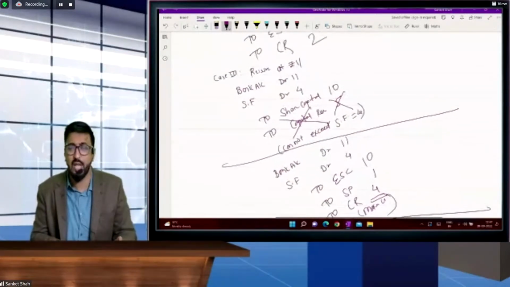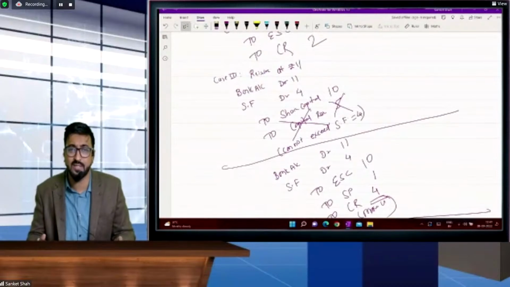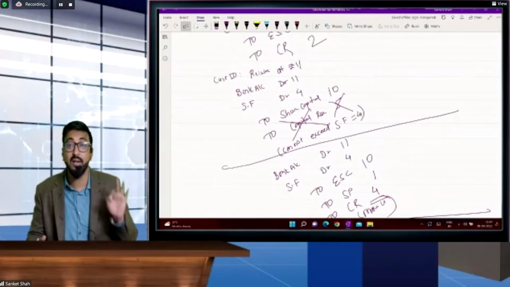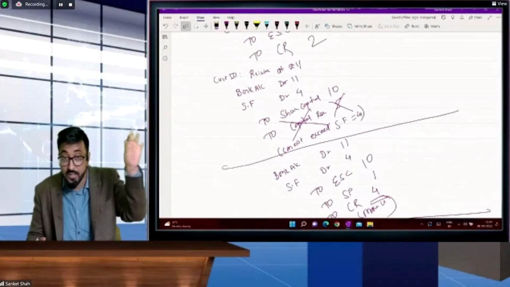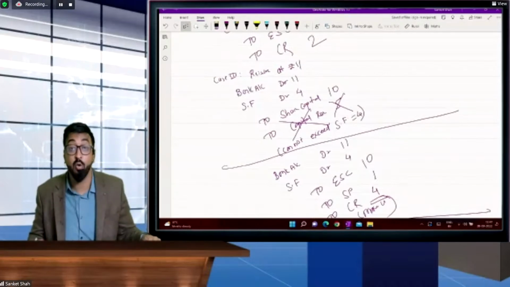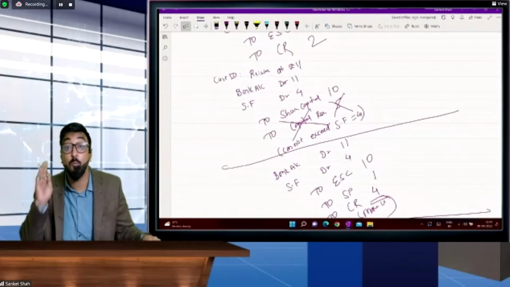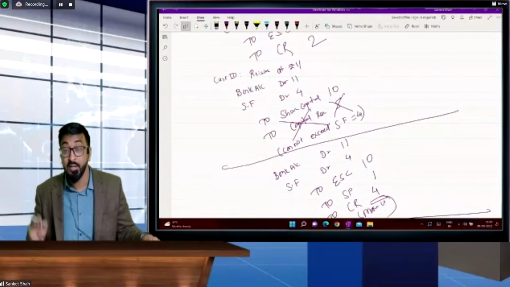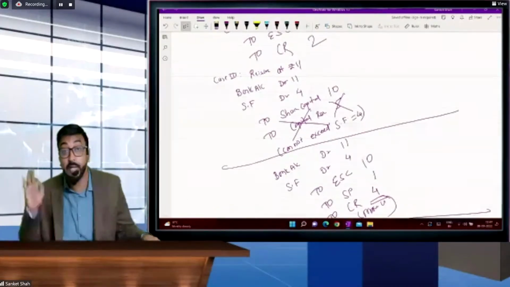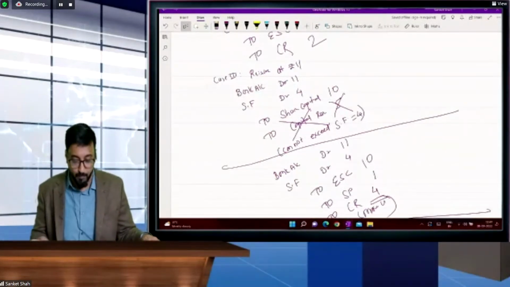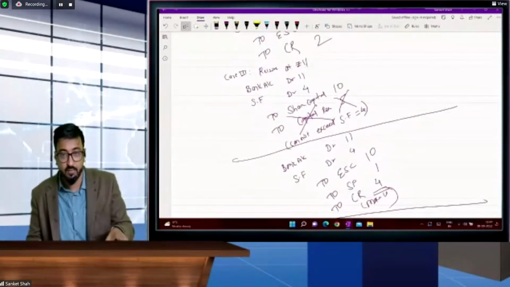Many students, 90% students, make this mistake. But now you understood. Write it down somewhere: capital reserve cannot exceed shares forfeited balance. Remember this. ठीक है?